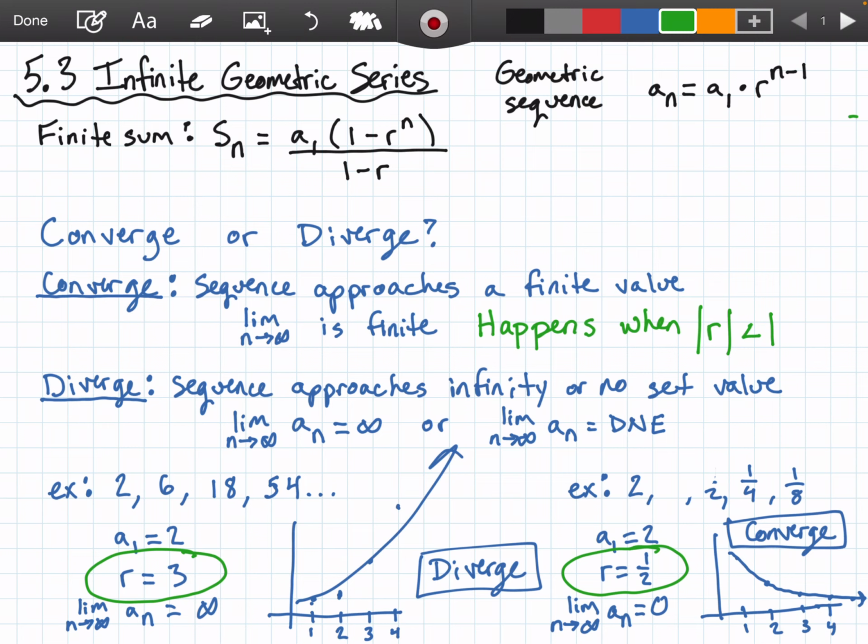A sequence will converge if the values get smaller every time. And that only happens when the absolute value of our common ratio is less than 1. So when we're multiplying by a fraction, aka dividing every time, that's when you'll see the sequence level off. Otherwise, it's just going to get bigger and bigger every time. So this is when the absolute value of r is bigger than 1.